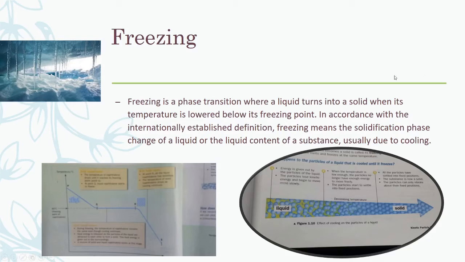The particles start to settle into their fixed positions because that is one of the properties of the solid. All the particles have settled into the fixed positions. The substance is now a solid. The particles can only vibrate about their fixed positions. One thing to keep in mind, the melting point of water is 0 degrees centigrade, and the boiling point is 100 degrees centigrade, and the freezing point is 0 degrees centigrade.